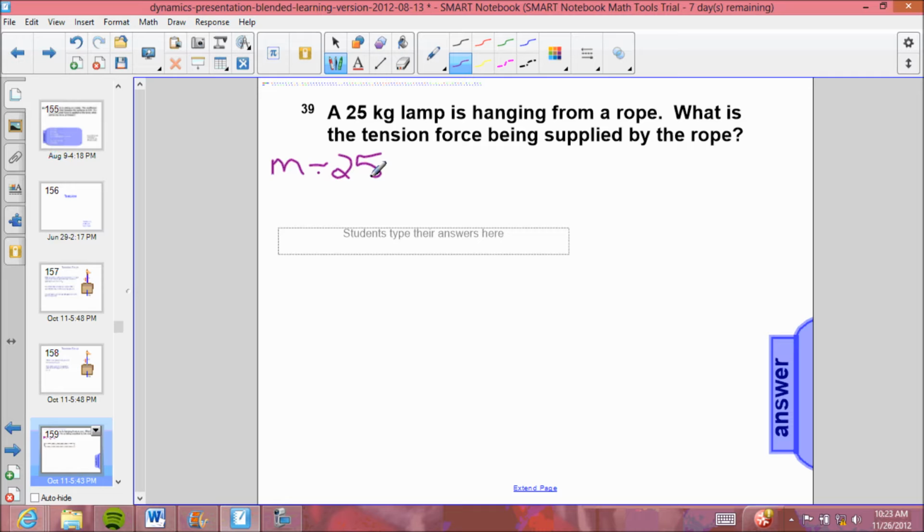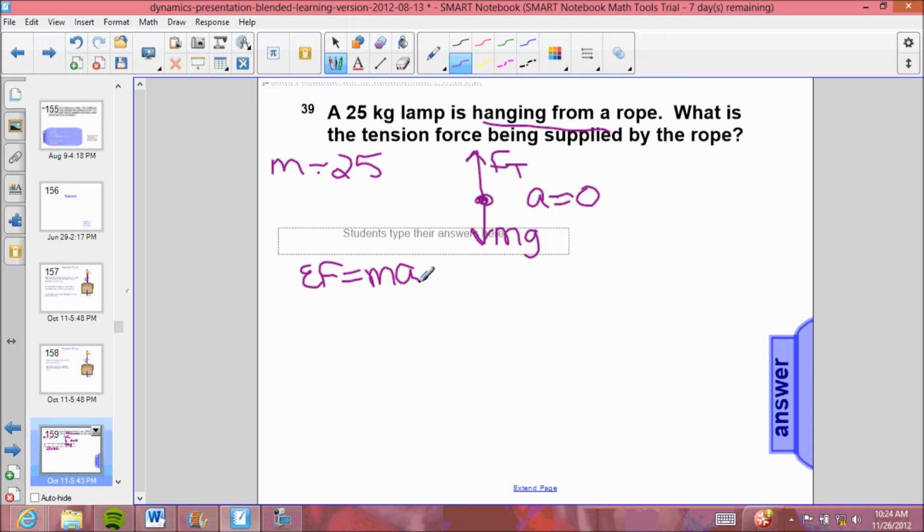And we also can make our free body diagram. So we've got the force of tension up because it's hanging. Mg is always down. And in this case, we would put the acceleration direction. However, since it's just hanging, it's not accelerating. So our a equals 0. So now, to find the force of tension, we always take our Newton's second law, which is sigma F equals ma.